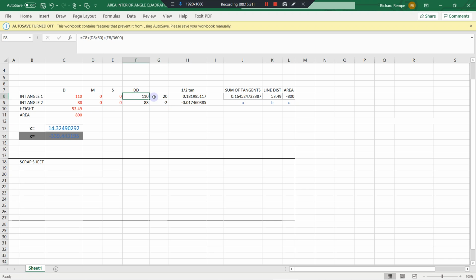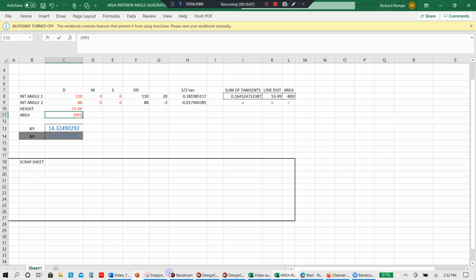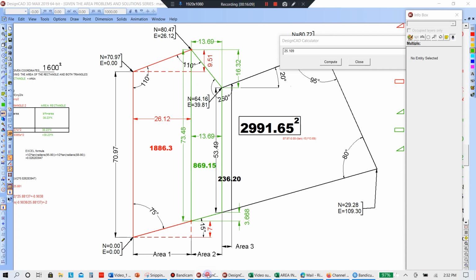And then this is turning it into a decimal, and then this is subtracting the 90 degrees. And then there's the half tangent, 1/2 tangent radians, right, of this number here, this angle. And then we have these two added together. End up with that. That's our x squared. Write it down, but that's our a. 53.49 just comes right from that cell right there, C10. And then 800 is the incorrect. What do we have? 2991.65.